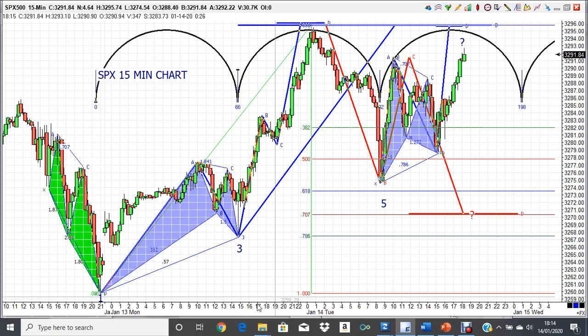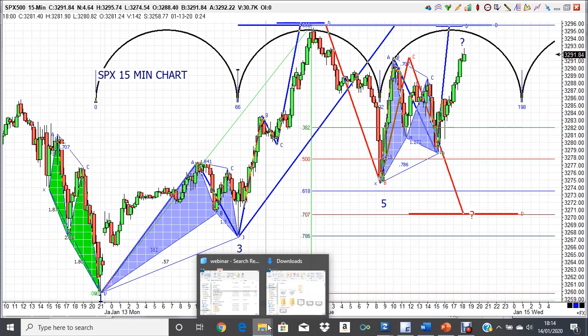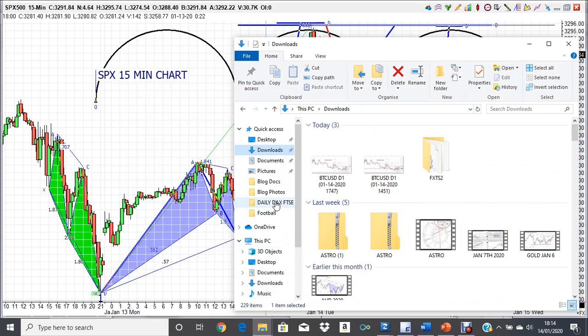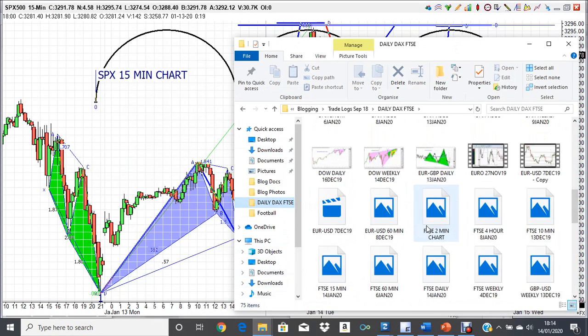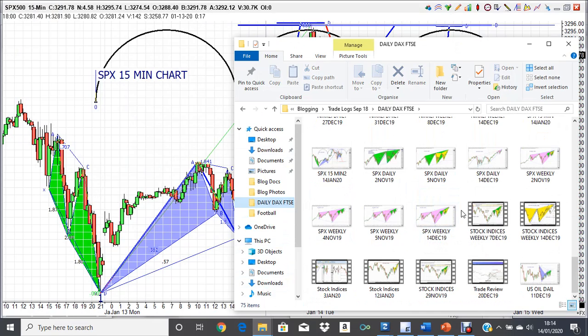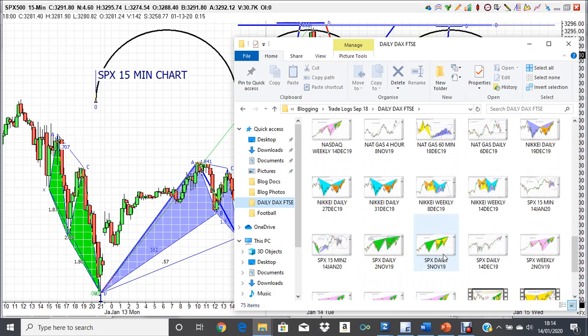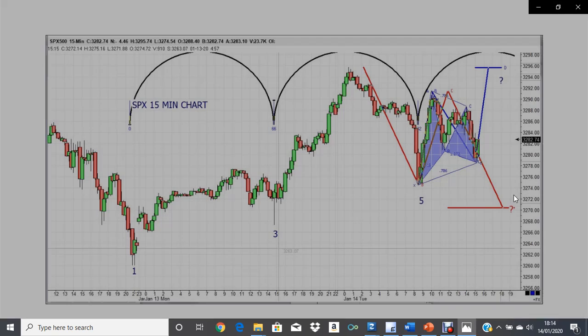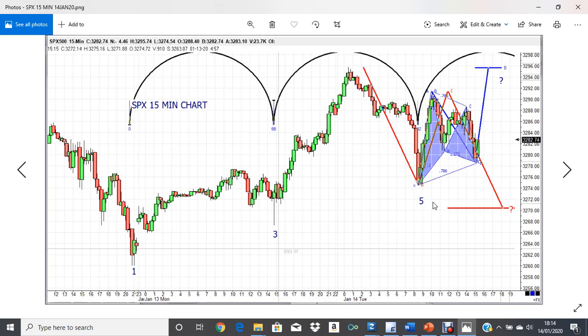We saw this setup. Just find the setup. 2 seconds. Bear with me. I posted the setup. Excuse me while I find the chart. Here we go. SPX 15-minute. Right, this was the setup that we looked at.